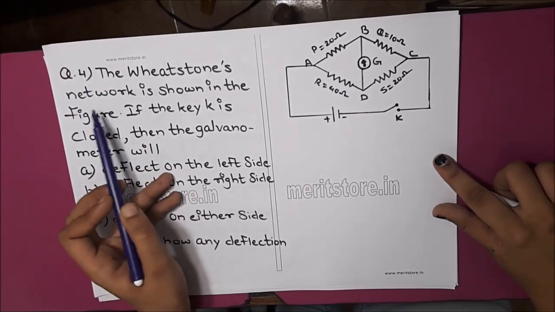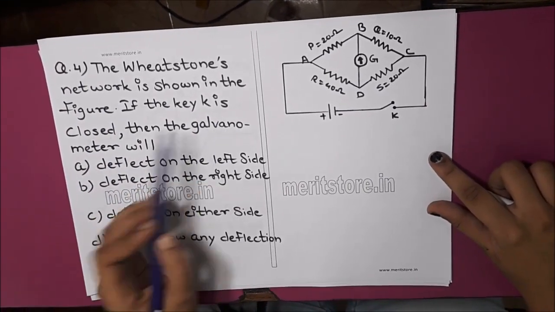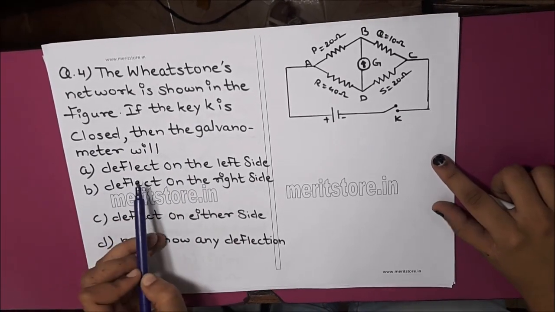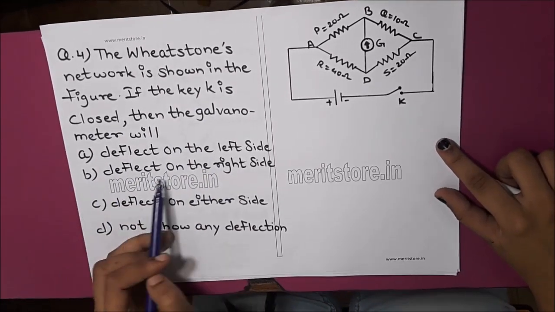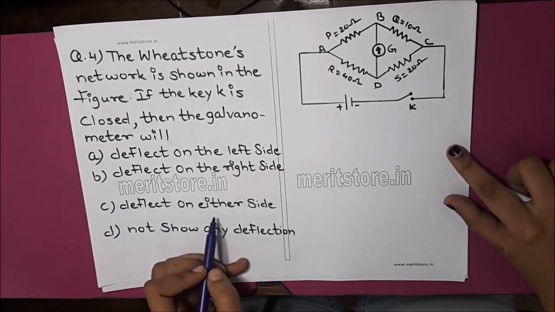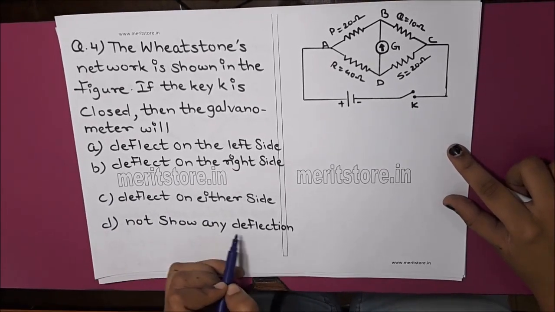Question 4. The Wheatstone's network is shown in the figure. If the key K is closed, then the galvanometer will A. Deflect on the left side, B. Deflect on the right side, C. Deflect on either sides, D. Do not show any deflection.